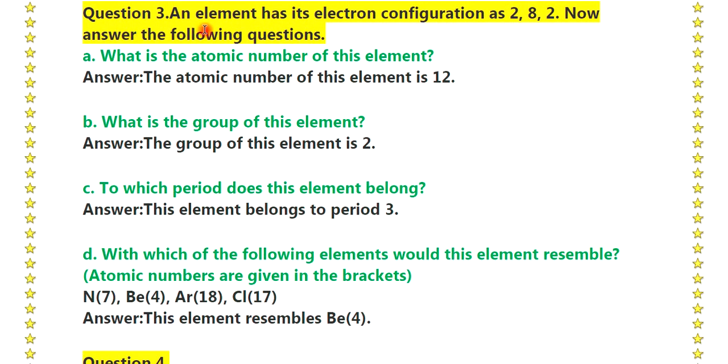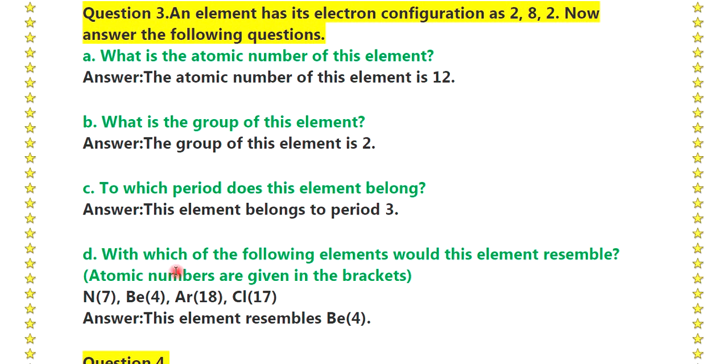Question number 3. An element has its electronic configuration 2, 8, 2. Now answer the following questions. A, what is the atomic number of this element? The atomic number of this element is 12. B, what is the group of this element? The group of this element is 2. C, to which period does this element belong? This element belongs to the third period.